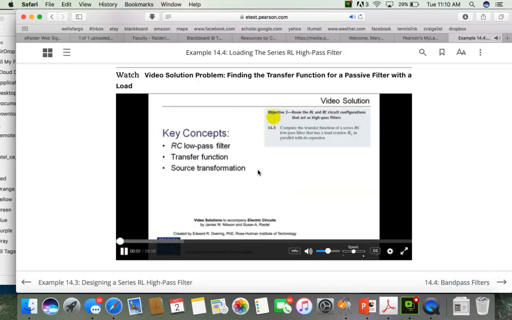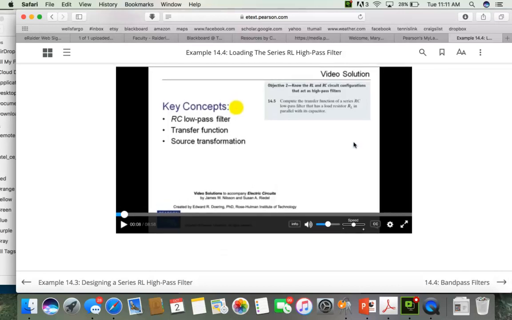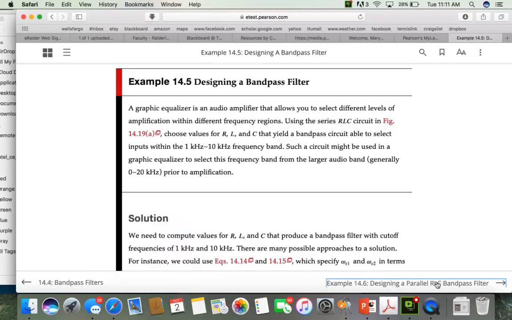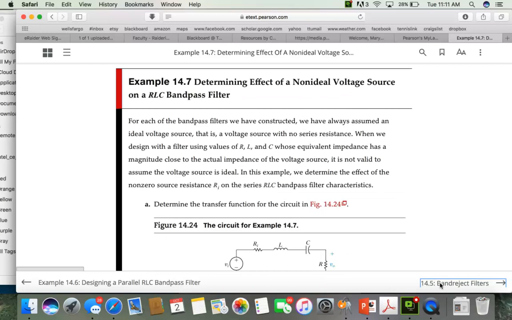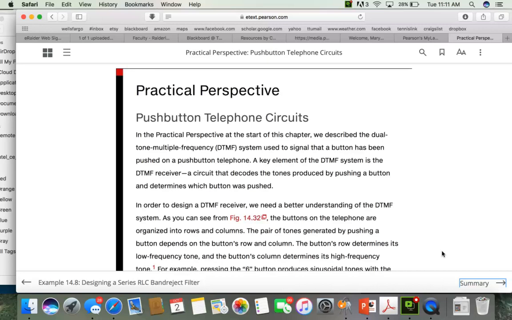There is an example in the textbook materials. If you have a copy of the electronic version of the textbook, you can go and watch this example where they illustrate how to find the transfer function for a passive filter with a load. So that concludes the two types of passive filters for first order. I want to skip over this stuff and get to the chapter summary so that we can look at it together.